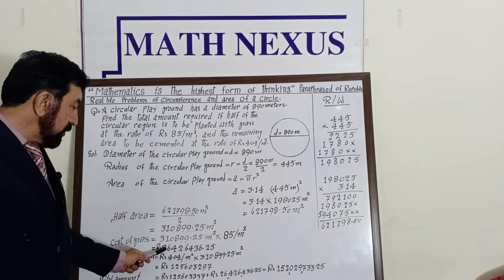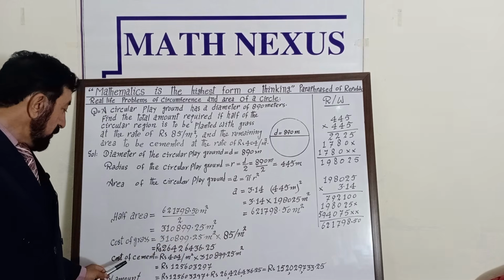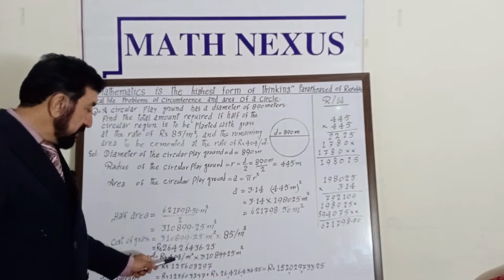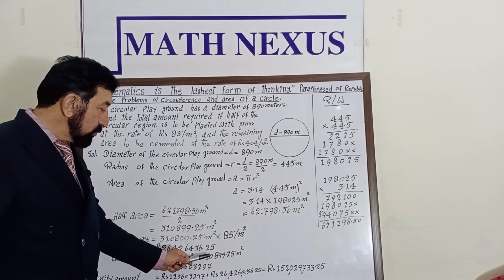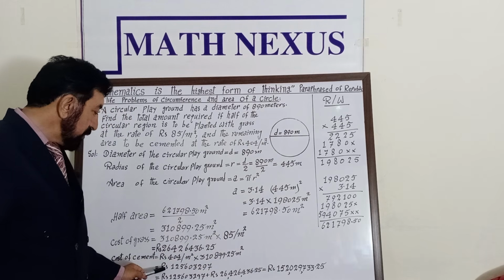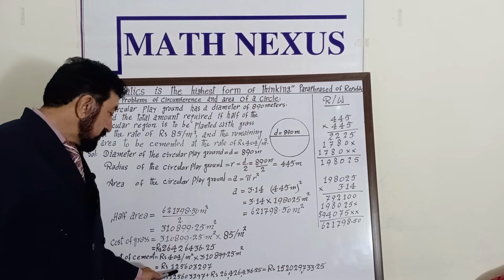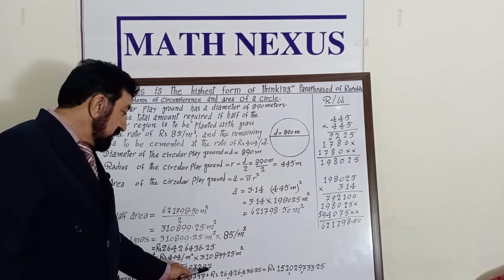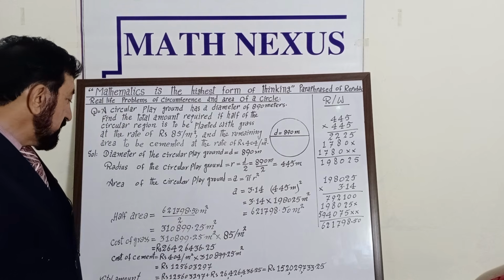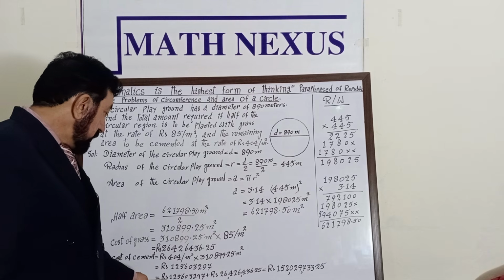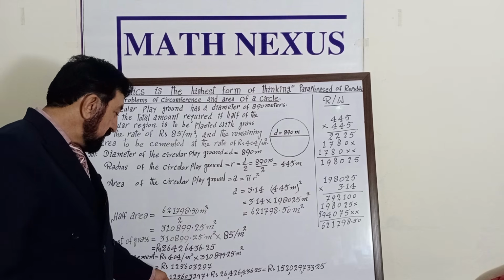Now cost of the grass at the rate of 85 per meter square, multiply this amount into 85, this is equal to this amount. Now cost of cemented area at the rate of 404 per meter square into this amount, meter square cancel, this is equal to 1 crore 25 lakh 60,320 297.